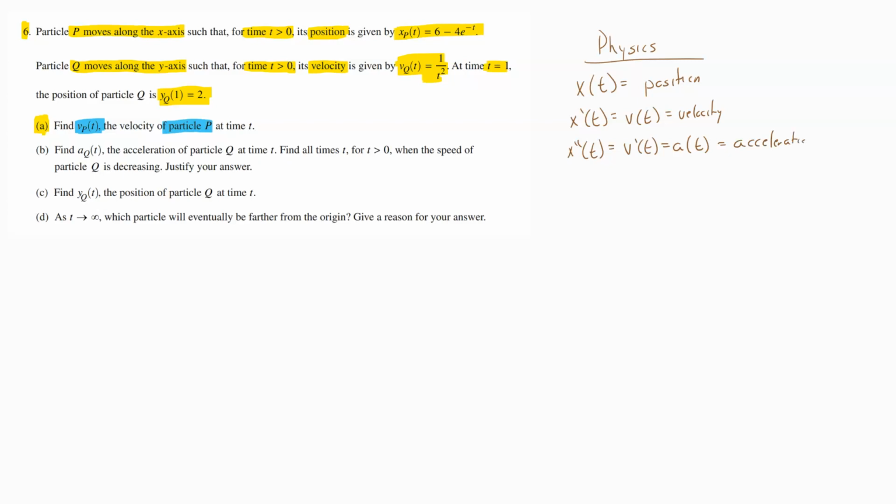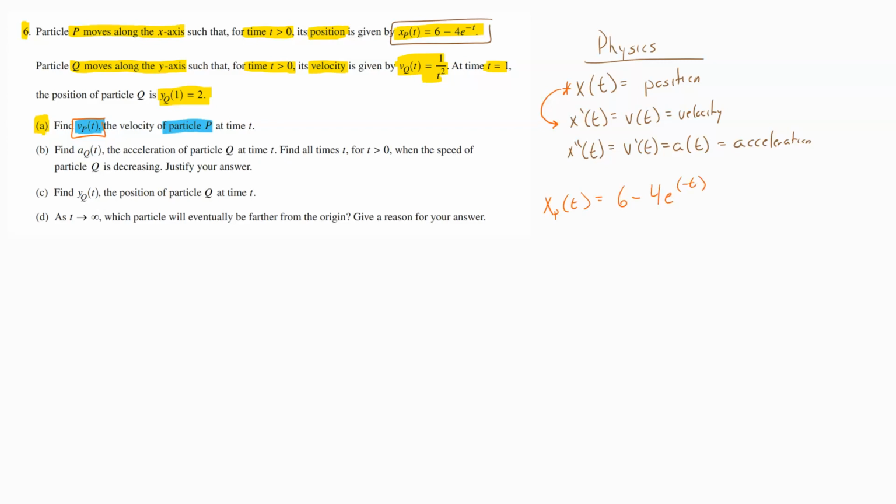On this problem, we're starting with particle P's position function. We're starting here at the very top, and what they want from us is the velocity function. So what that means is we just need to take the derivative of our position function to get that velocity equation. We start off with x sub p of t, 6 minus 4e to the negative t.